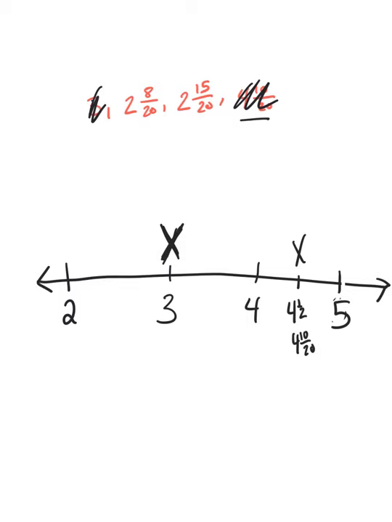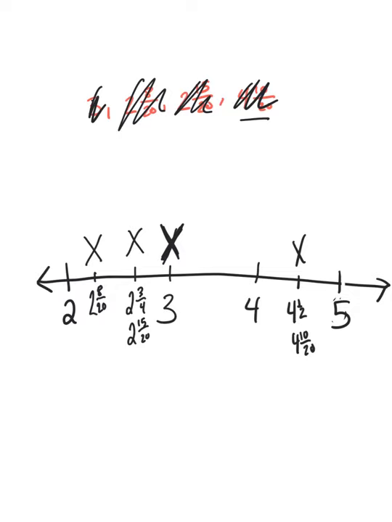2 and 15/20 will go right about here, because that's 2 and 3/4, or 2 and 15 out of 20. And then 2 and 8/20 has to go just ever so slightly shy of 2.5, because 2 and 10/20 would be exactly 2.5, and this is just a little bit less. So I put my X right there. Don't forget to put 1X for each piece of data that you have on your list.